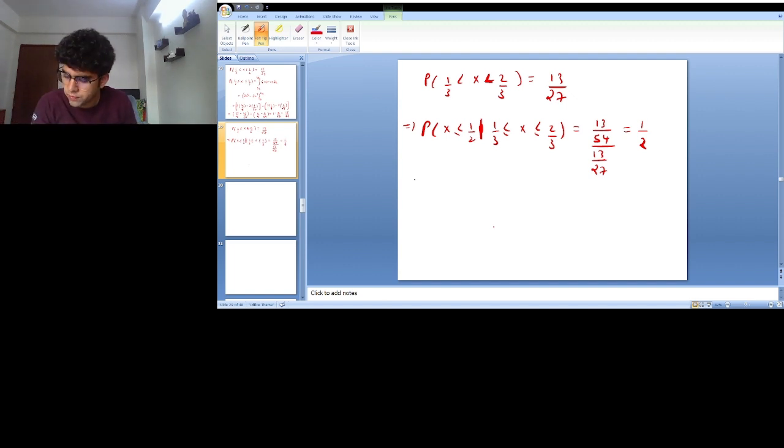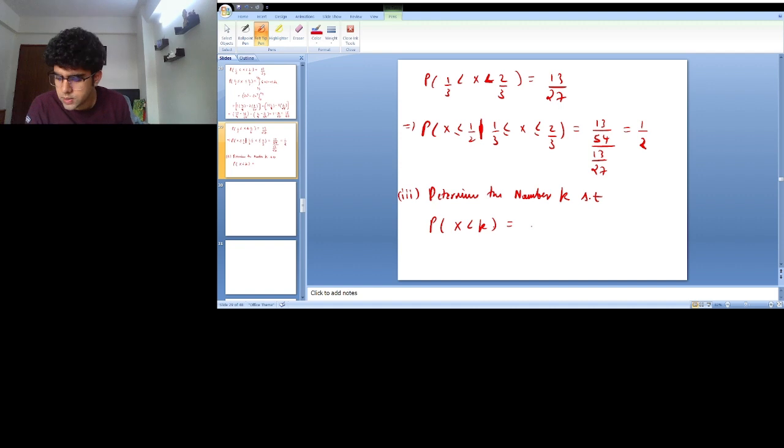So let's just solve the fourth part now. We need to determine the number k such that P(x less than k) is equal to P(x greater than k).